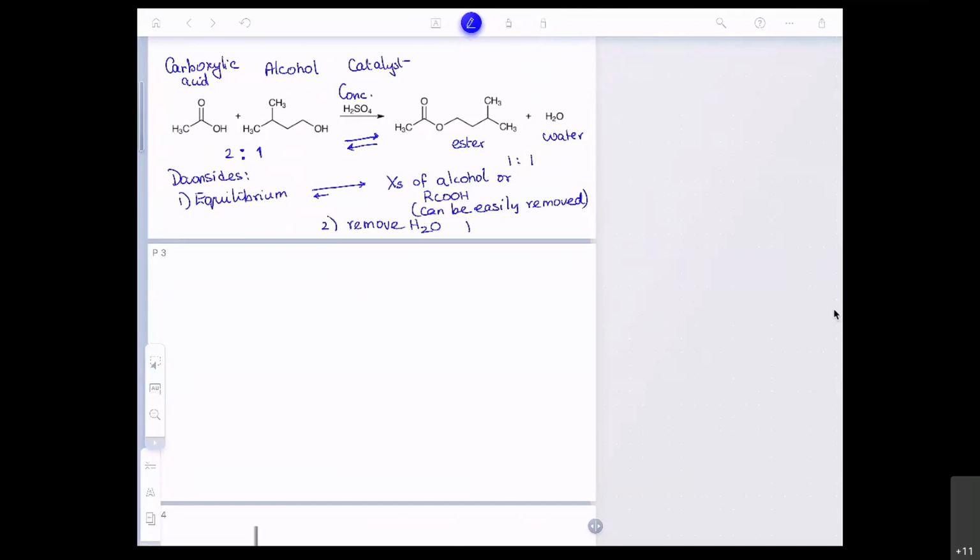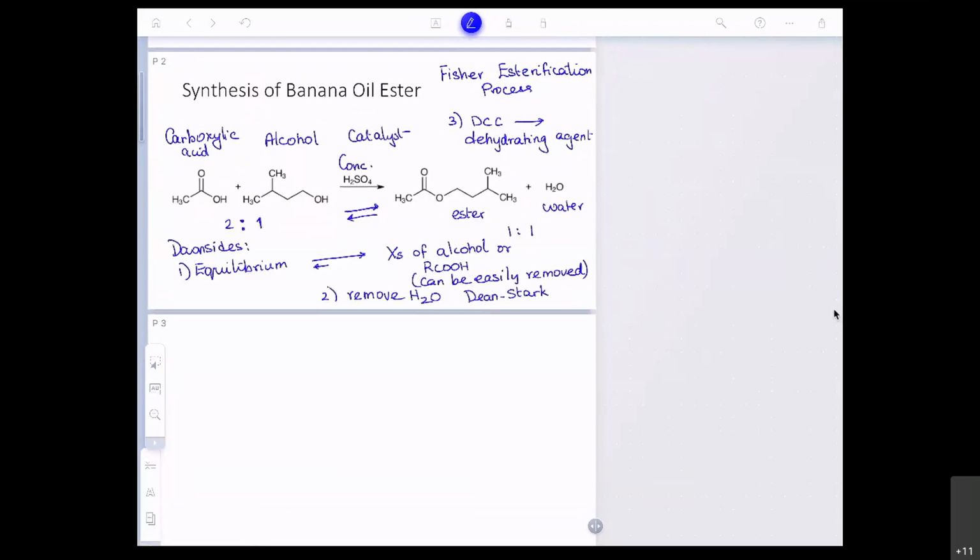Removal of water is done using an apparatus in the lab called the Dean-Stark apparatus. But you can also use a chemical called DCC, which is dicyclohexylcarbodiimide. You don't have to know the expansion, but you want to know that it is a dehydrating agent. If you ever see it in any of the reactions, it's a dehydrating agent that is used to remove water. Okay. But this is the Fischer esterification process.